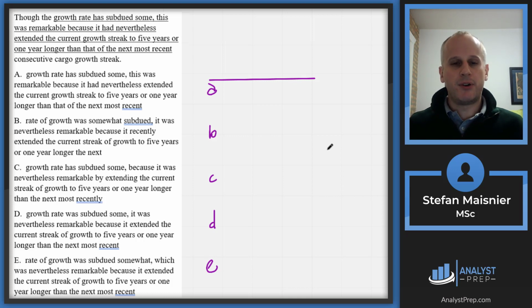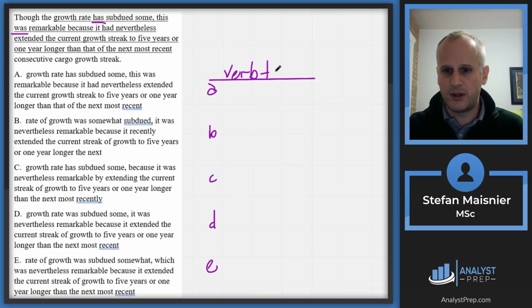So, remembering our first three common errors, we look at verb tense because we start with "though the growth rate has subdued some. This was remarkable." So "has" would be present tense, "was" would be past tense. So we've identified a verb tense issue and we just label that on top of the answer choices, and we can eliminate choice A, knowing that A is the sentence as written.